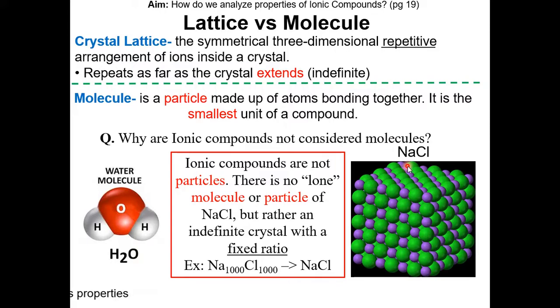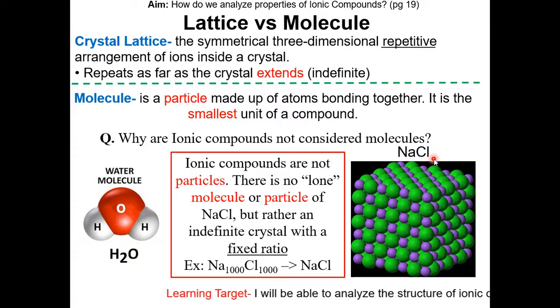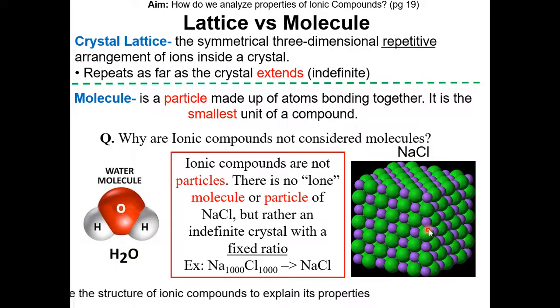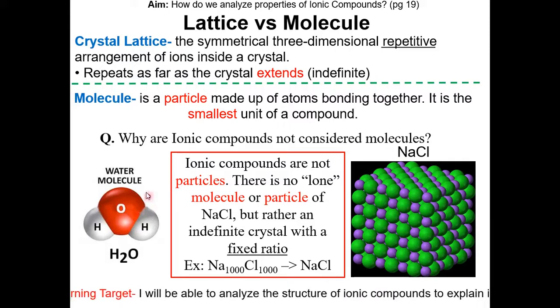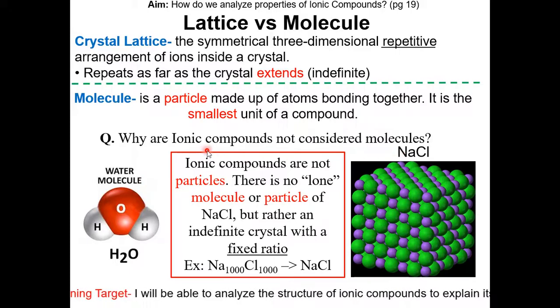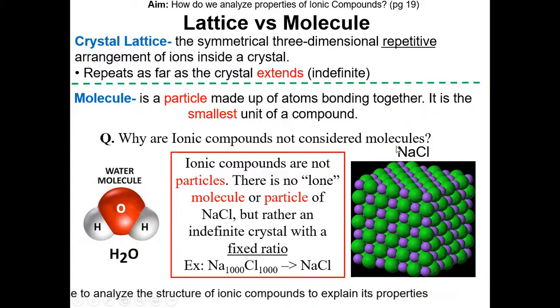There could be hundreds of sodium and chloride ions, but as long as the sodium and chloride are in a 1-to-1 ratio, it will always be considered NaCl. It will never be Na100Cl100. The actual amount of ions in the salt crystal does not matter. What matters is the ratio of those ions for ionic compounds. For a molecule, what matters is the number of atoms per element actually present in the substance. So that's the key difference between a molecule and a crystal lattice. Ionic compounds, since they have this type of structure, are not considered molecules.